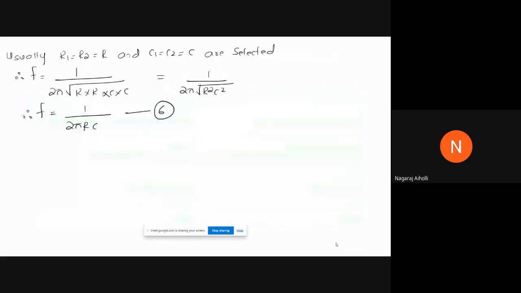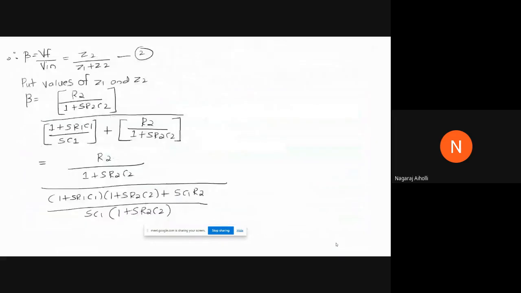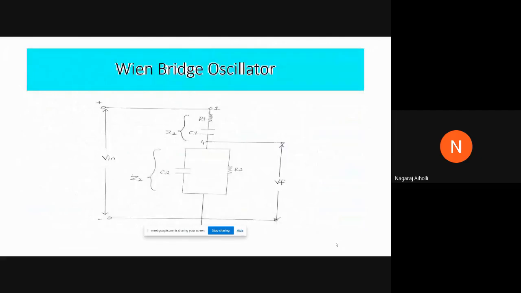If we consider the Wien bridge oscillator here, the feedback network consists of two RC sections. This RC section is called the high pass section. It passes the higher frequencies. And this section is called the low pass section, or the low pass network. The second RC network, the parallel combination, passes the low frequencies.